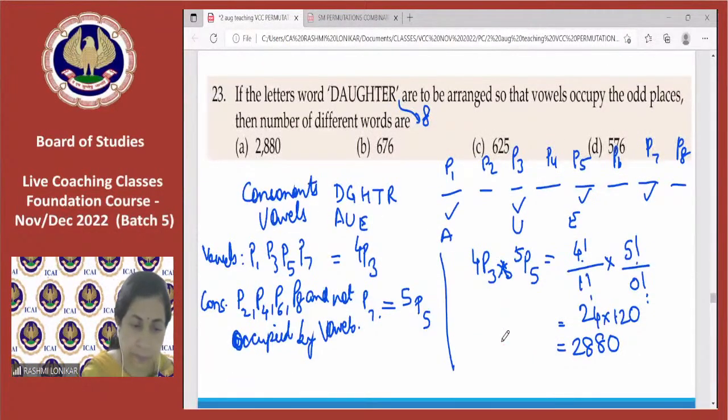Clear? Yes, Kushdeep, I have repeated. Hope you have understood.